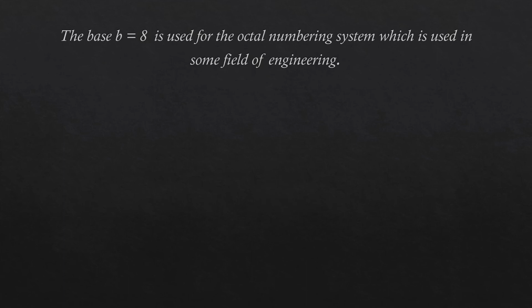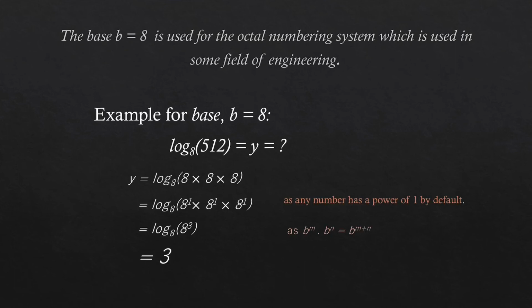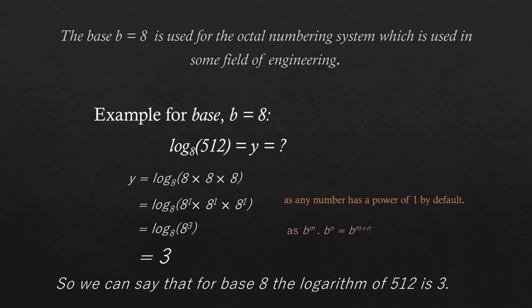The base b equal to 8 is used for the octal numbering system, which is used in some fields of engineering. For example, base b equal to 8, log base 8 of 512 equal to what? We can split 512 as 8 times 8 times 8. So we can say that for base 8, the logarithm of 512 is 3.